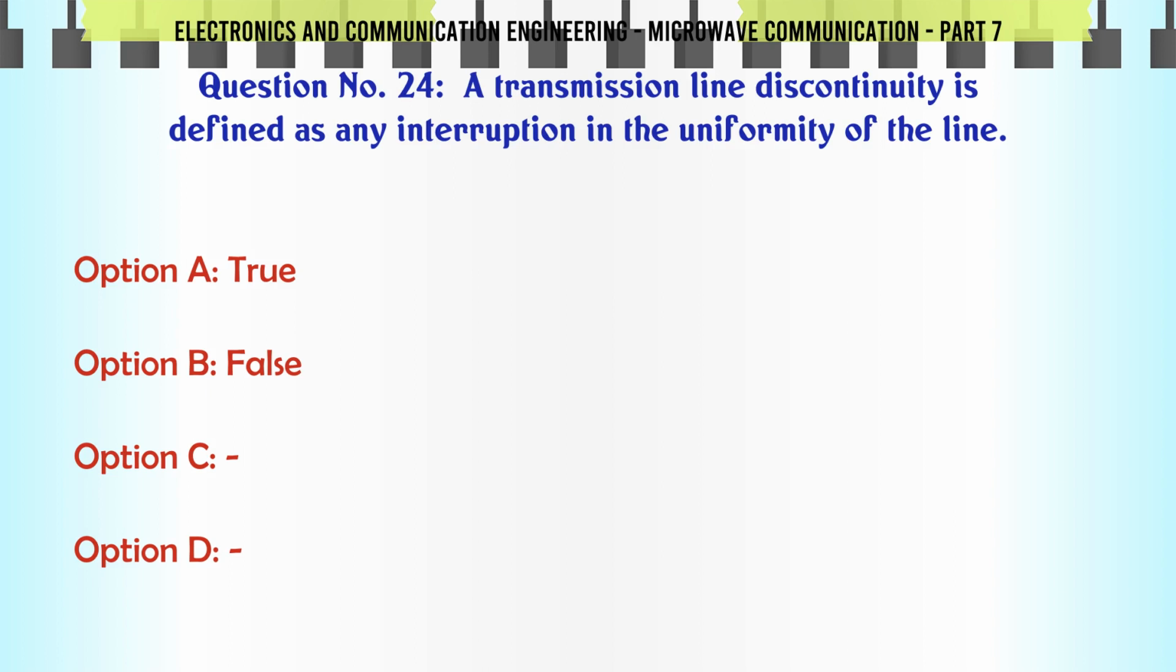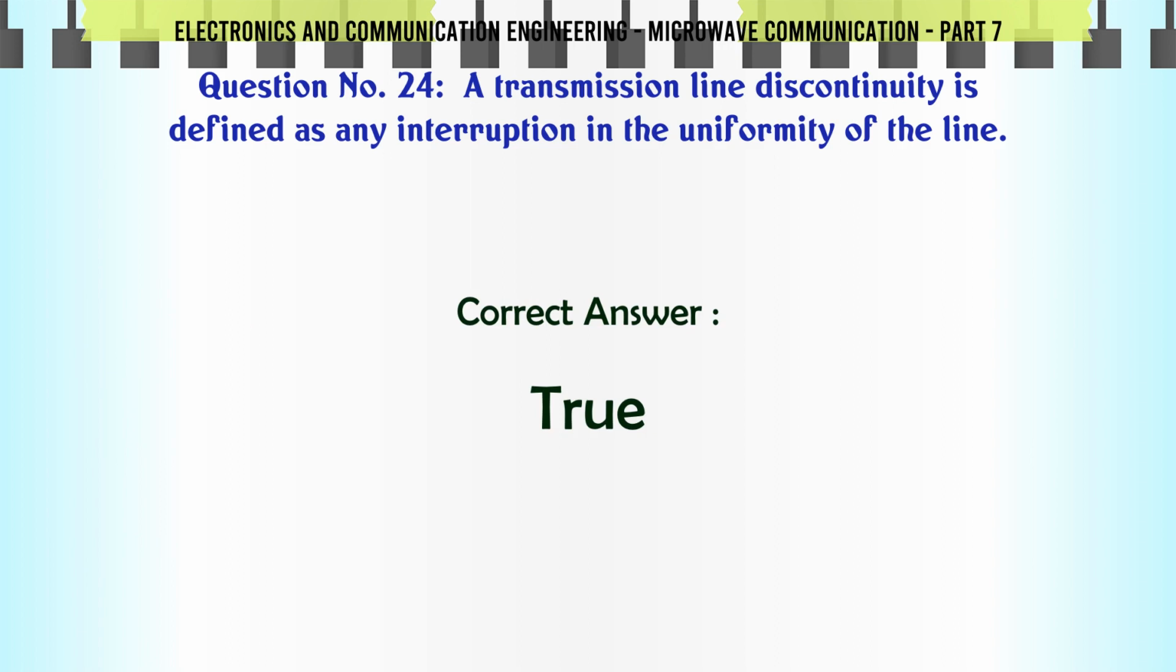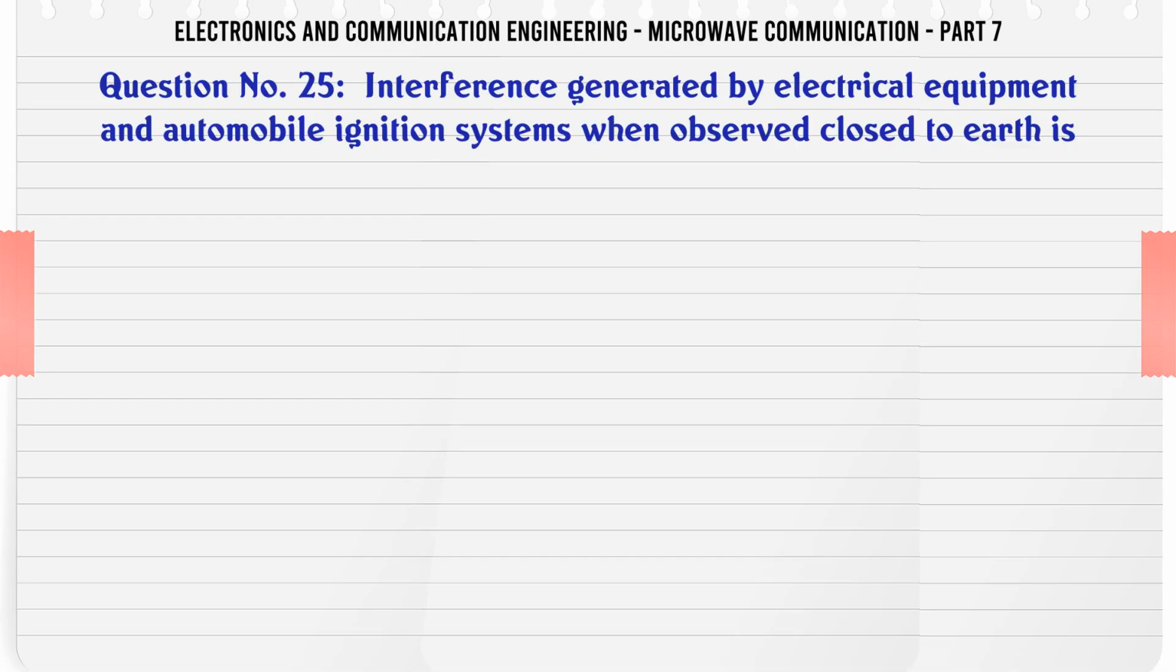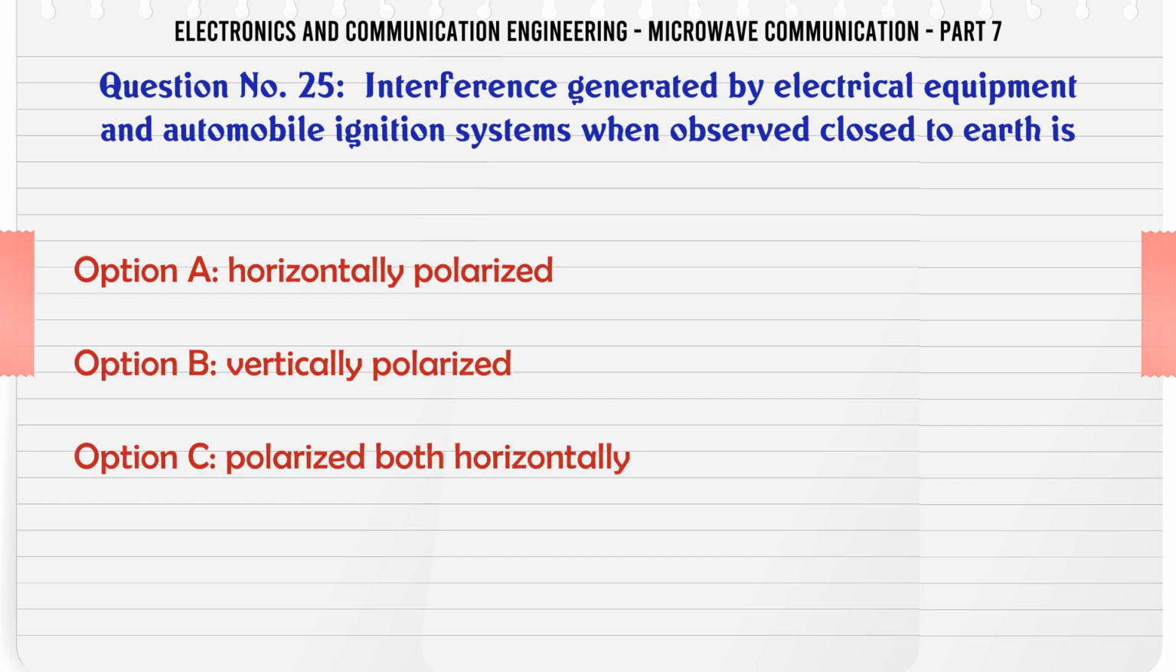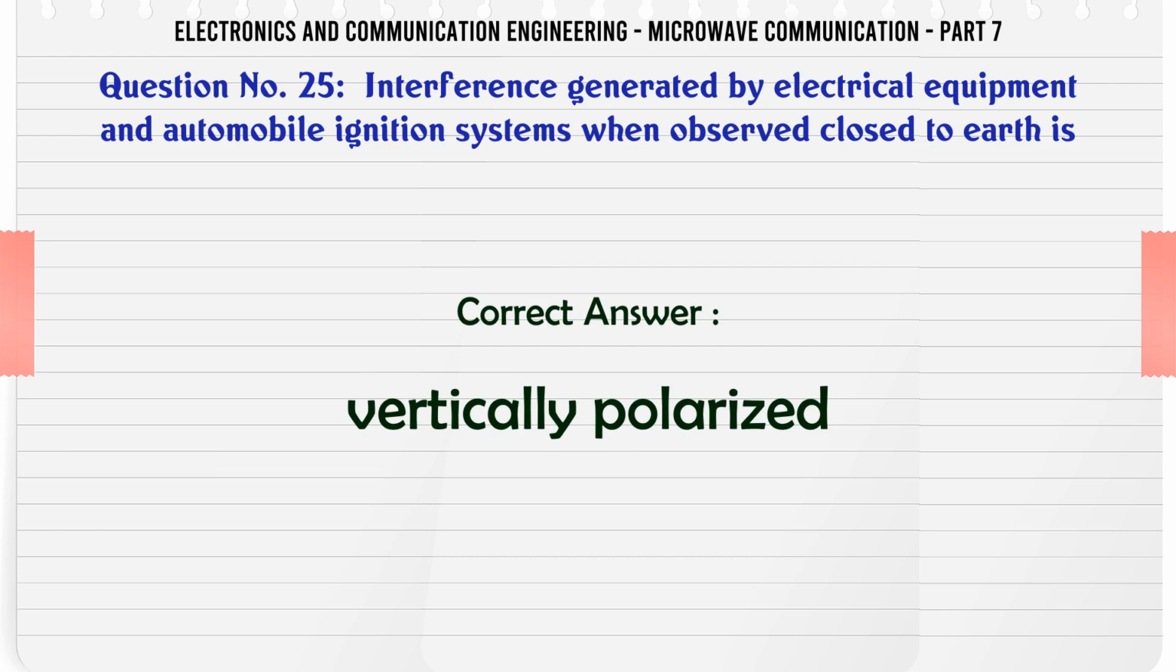D. The correct answer is true. Interference generated by electrical equipment and automobile ignition systems when observed close to Earth is A. Horizontally polarized, B. Vertically polarized, C. Polarized both horizontally, D. Not polarized. The correct answer is vertically polarized.